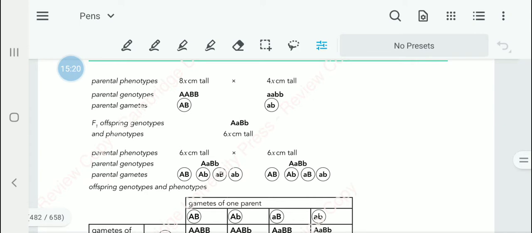And their phenotype would be 6 centimeters, because capital A would be 2, capital B would be 2. That would be 4 together. Then simple A is 1, simple B is 1. So that is altogether 6 centimeters tall.